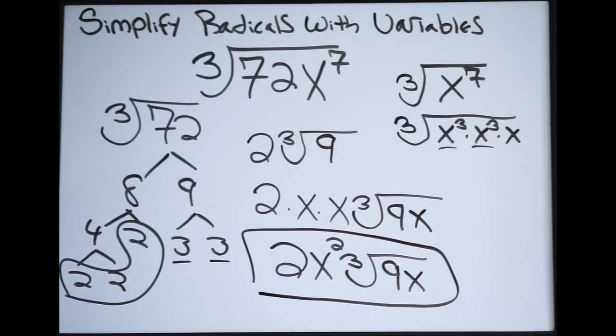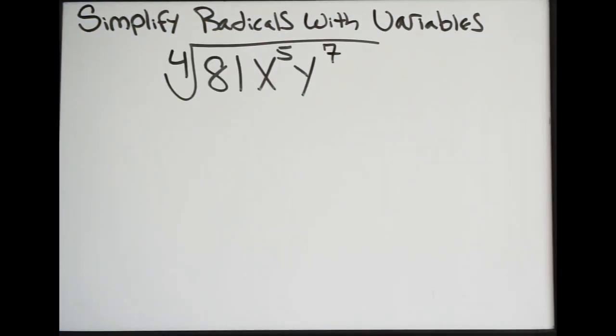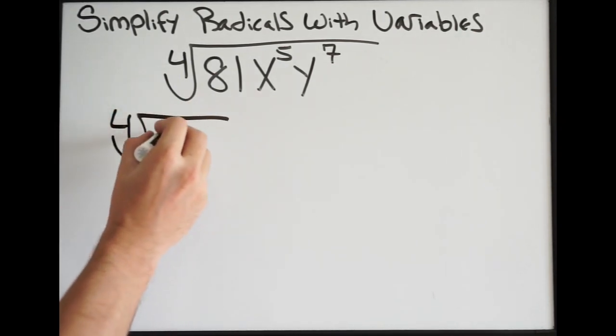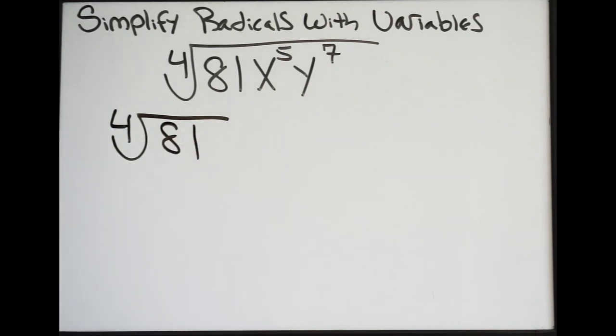Okay, so let's try one more example. Alright, so here's our last example. So now we have the fourth root of 81, x to the 5th, and y to the 7th. So I'm going to do the same thing here. I'm just going to work on our number first. So we have the fourth root of 81.